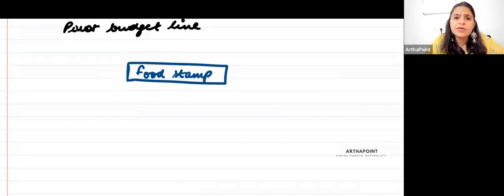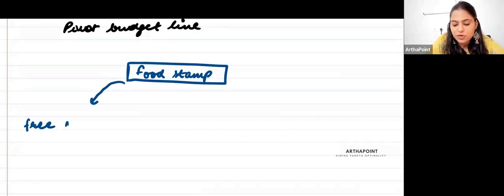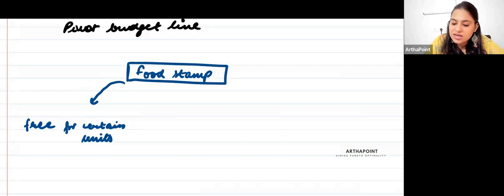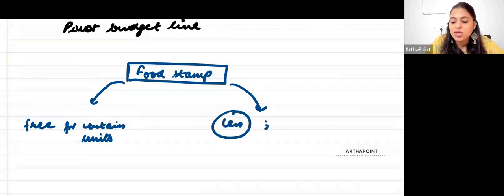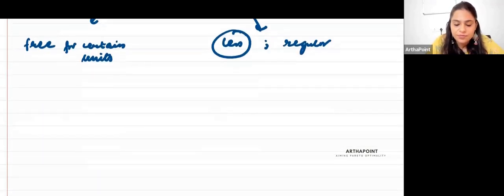There are two kinds of food stamp programs that you may want to study. One is where you get food for free for certain units. And the second is where you have to pay for the food, but you have to pay less for certain units. And then you have to pay the regular price for the remaining units. Just consider the first one.